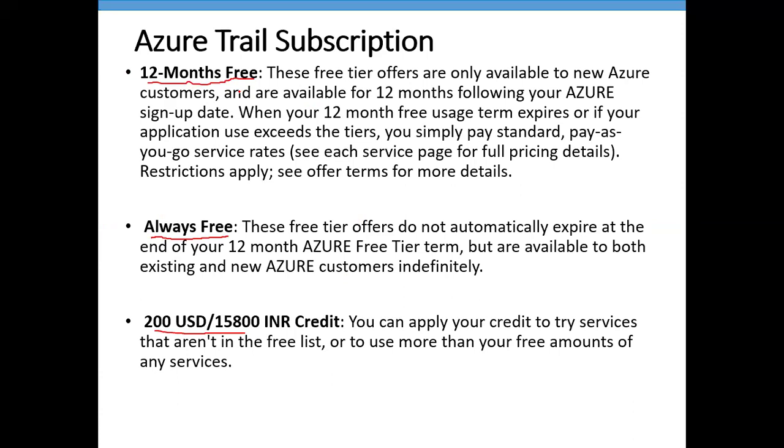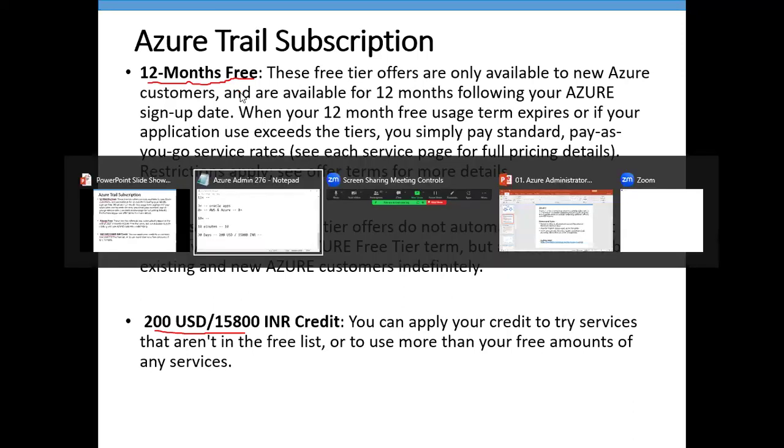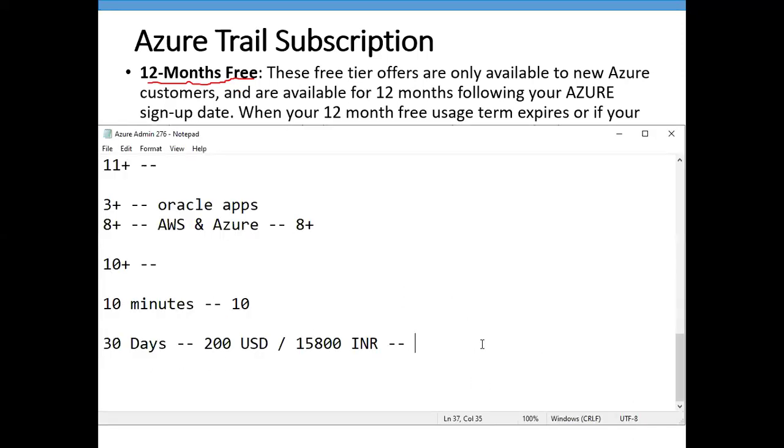There's a list given by Azure to us. I'll share that particular list with you guys. That list is free for 12 months. And it doesn't mean that for 12 months it's unlimited free. No. For 12 months also they have put some quota: per month, this much quota you will get.